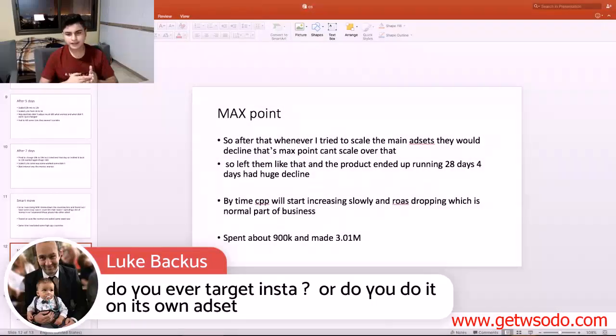So I left them like that, and the product ended up running 28 days. The last 4 days had a really huge decline, so I had to shut them so I don't lose more money. Over time, cost per purchase will start increasing slowly and ROAS dropping, which is a really normal part of the business. Don't freak out. The product is dying. That's normal. I spent about $900,000 and made 3.1 million.